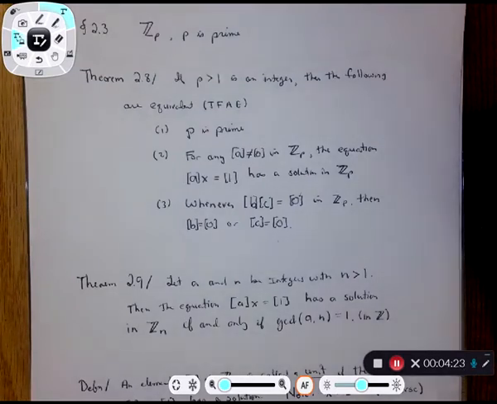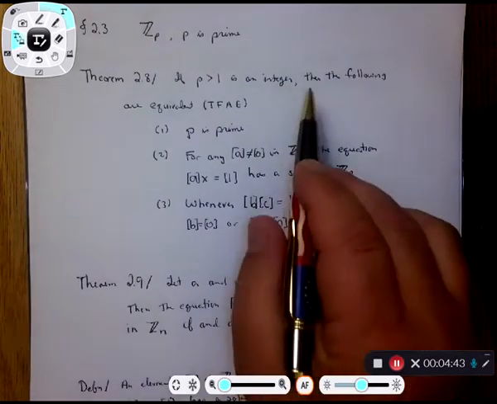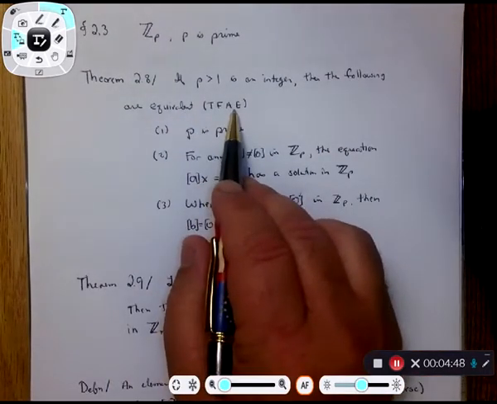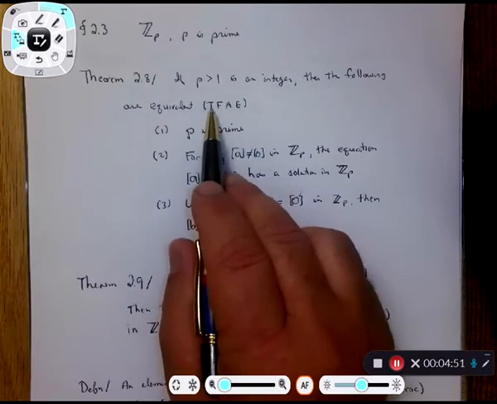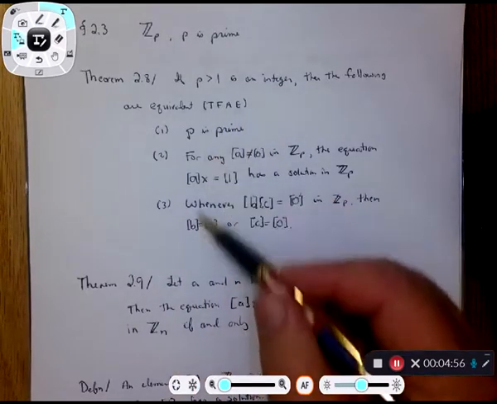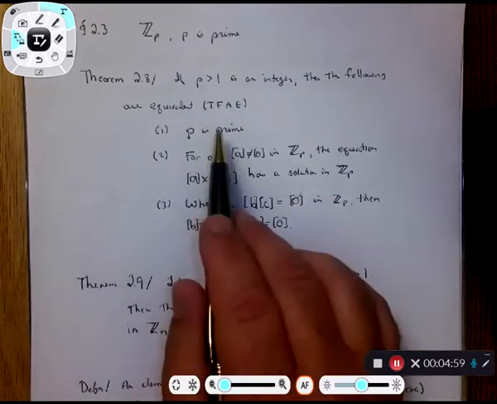So moving on to section 2.3, Z mod P, where P is prime. Now this is going to be a very special case when you mod out by a prime integer. Okay. So Theorem 2.8 says this: if P is greater than 1 is an integer, then the following are equivalent. And that classic notation, again that inherently lazy concept, we would abbreviate as TFAE. The following are equivalent. So if you've got 1, you've got all these guys. So let's take a look at this.